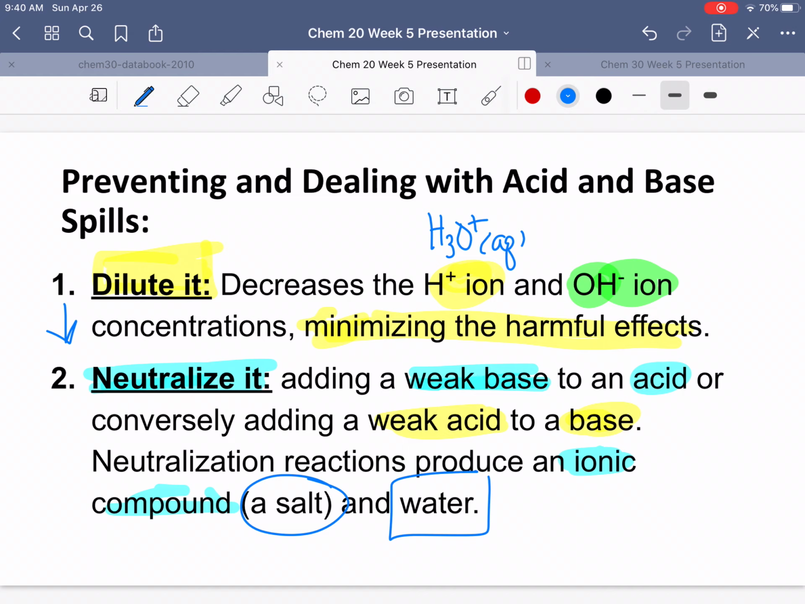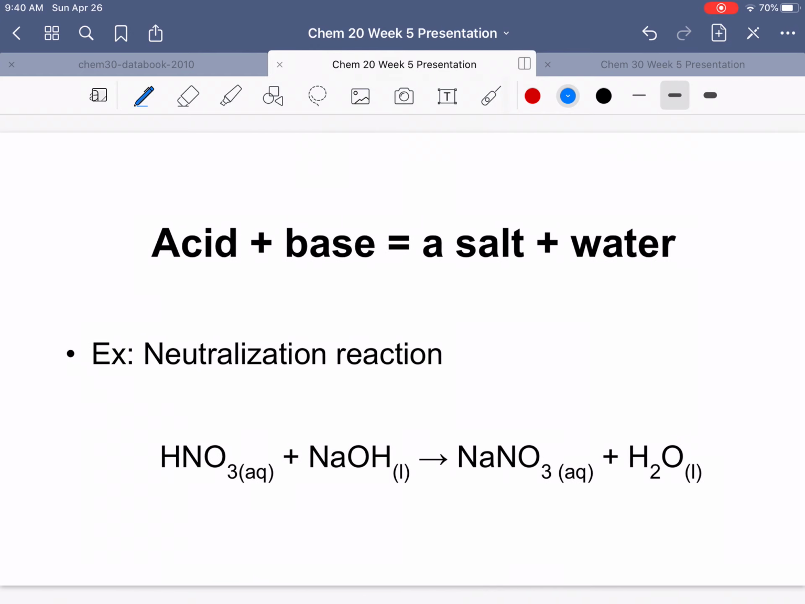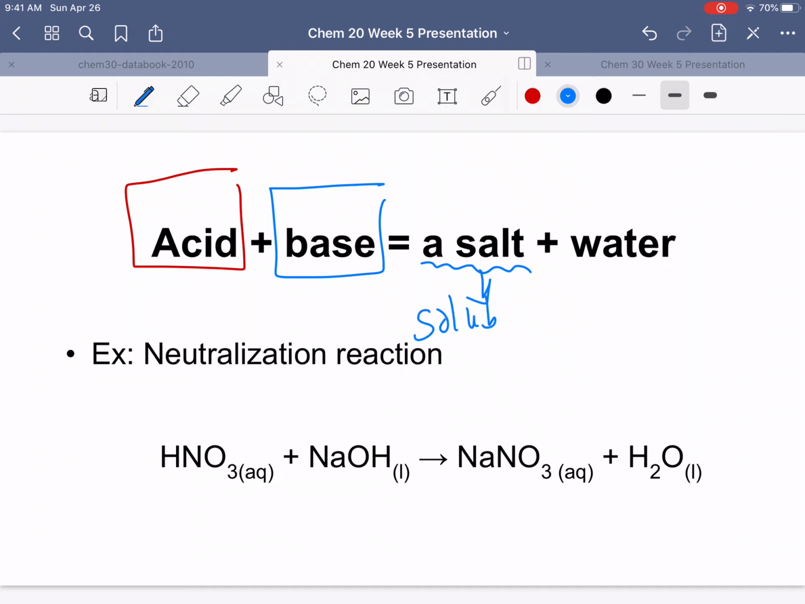Life's good. Now, check out the chemical equation for this to happen. Things that you should know is that if you take any acid and react it with any base, strong or weak, you will get the equivalent of a salt. And again, this salt is simply a soluble ionic compound. And you will also get wonderful water. Okay, here's an example of neutralization.